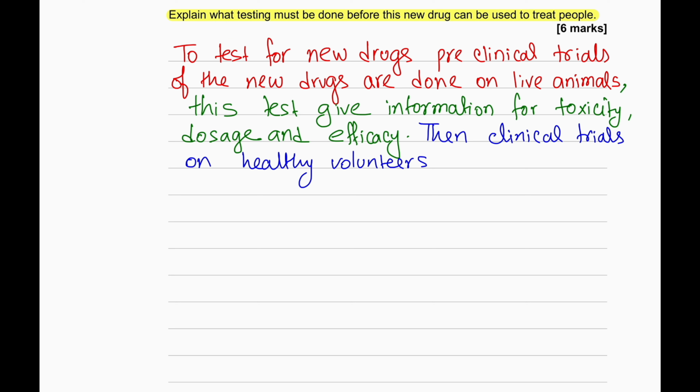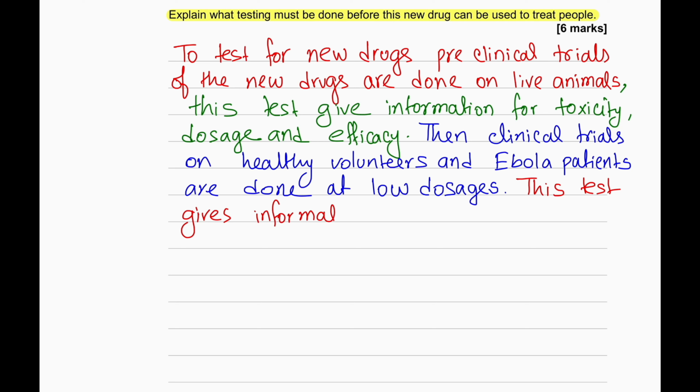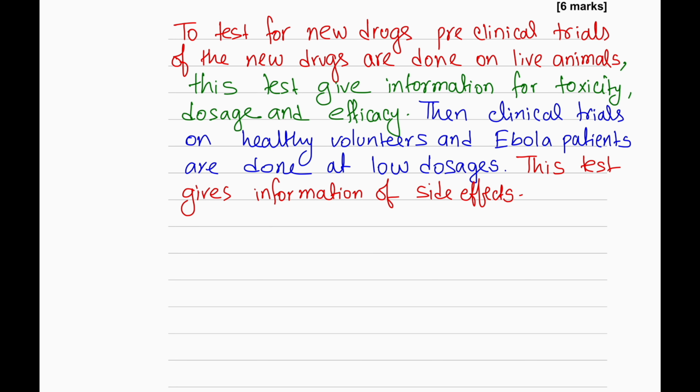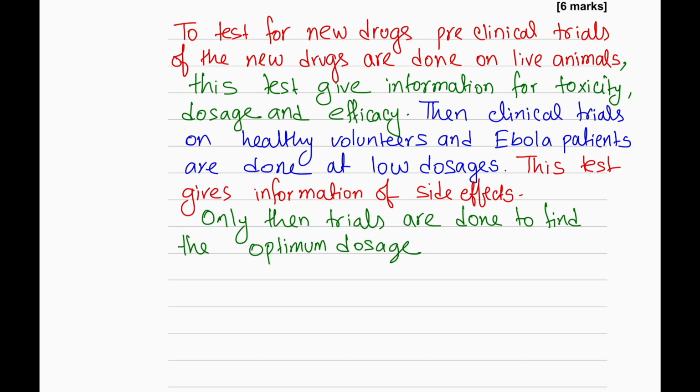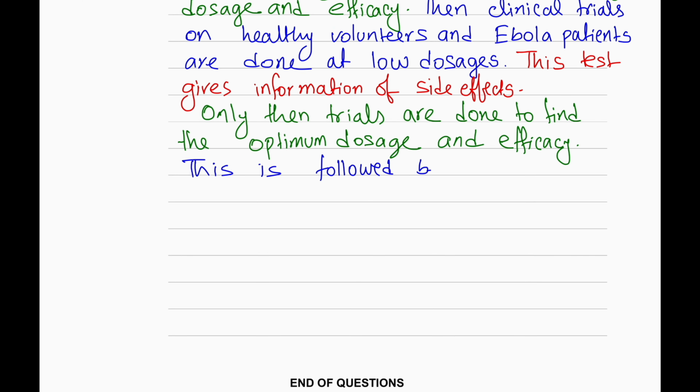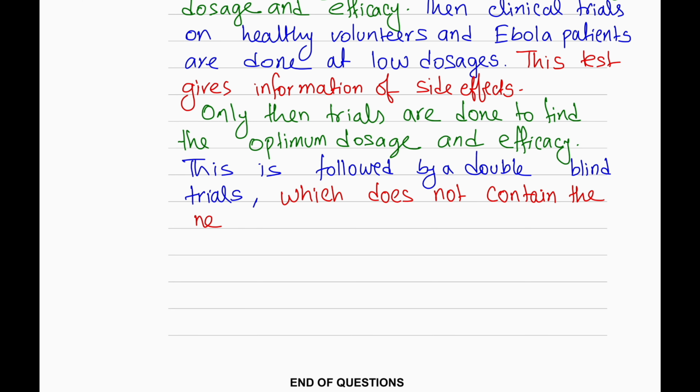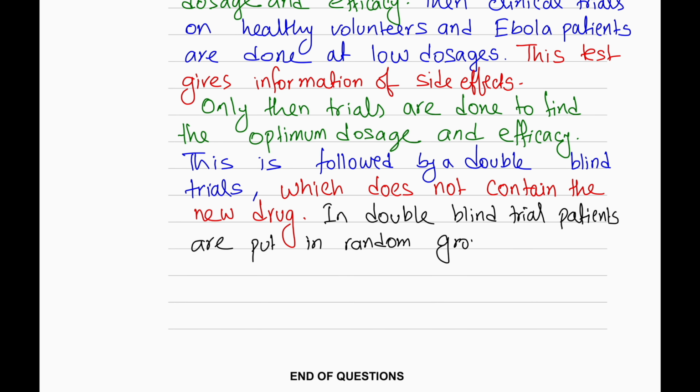Once it is proven that it is good enough, then the clinical trials are done on healthy volunteers and Ebola patients at a very low dosage to find out what the side effects of that drug are. And then trials for optimum dosage are done for the best efficacy. After that, a double-blind trial is done in which one group is given a placebo and a group of Ebola patients are given the drug. No one knows who is given the placebo and who is given the drug.